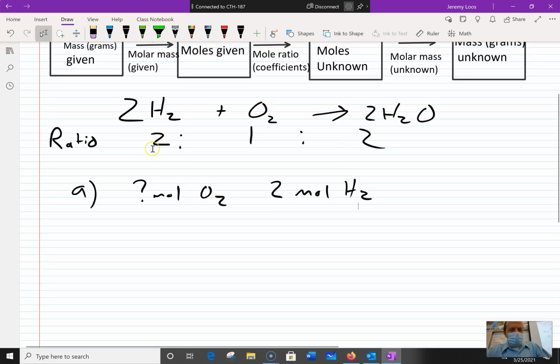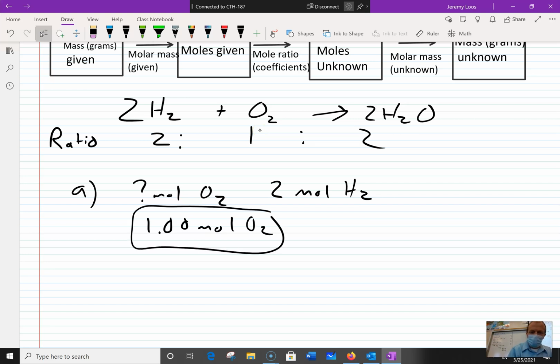So it's literally this. The ratio is 2 to 1. The problem says you got 2 moles of hydrogen. 2 moles of hydrogen react with 1 mole of oxygen. The answer is 1. Because that's the ratio. It's a 2 to 1 ratio. So if I have 2 moles of hydrogen, I'm always going to have half as many moles of oxygen.